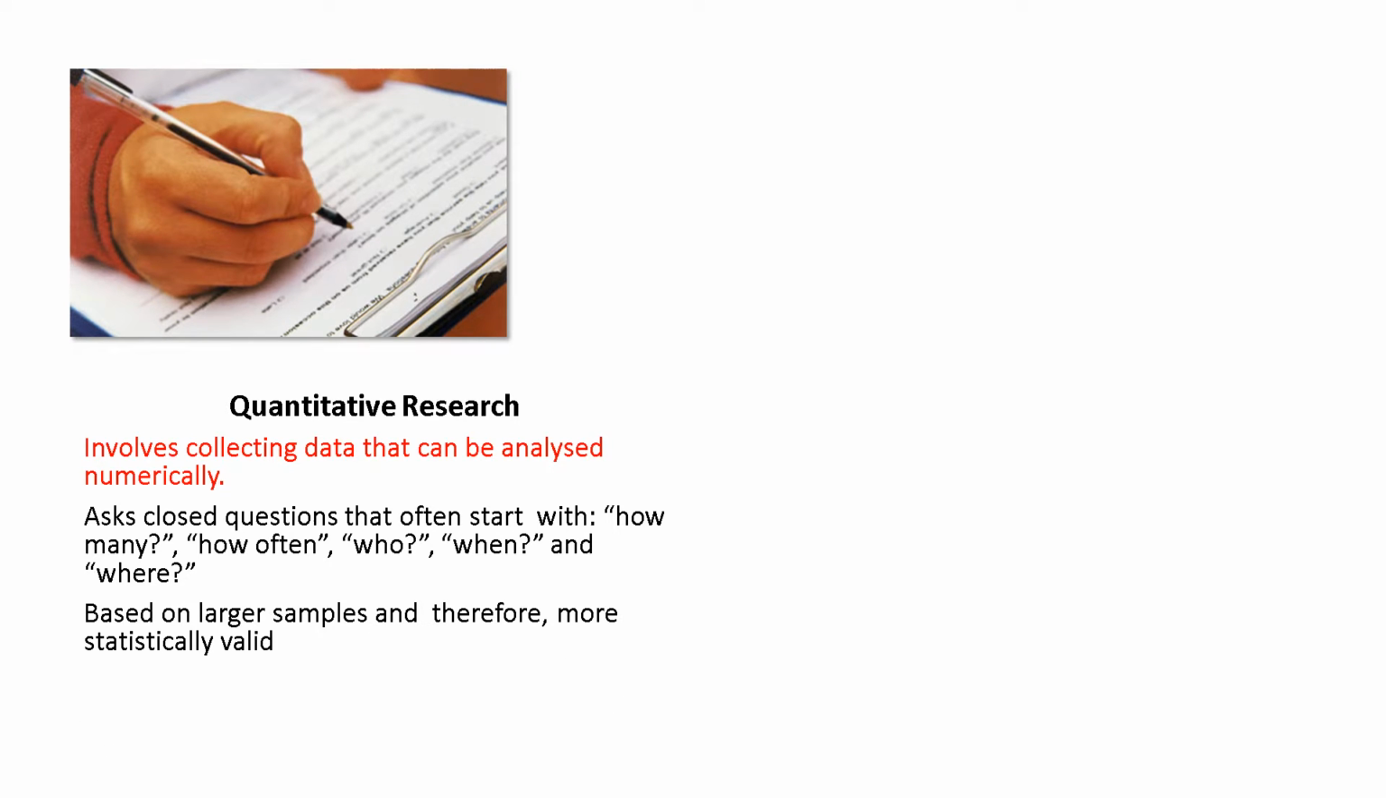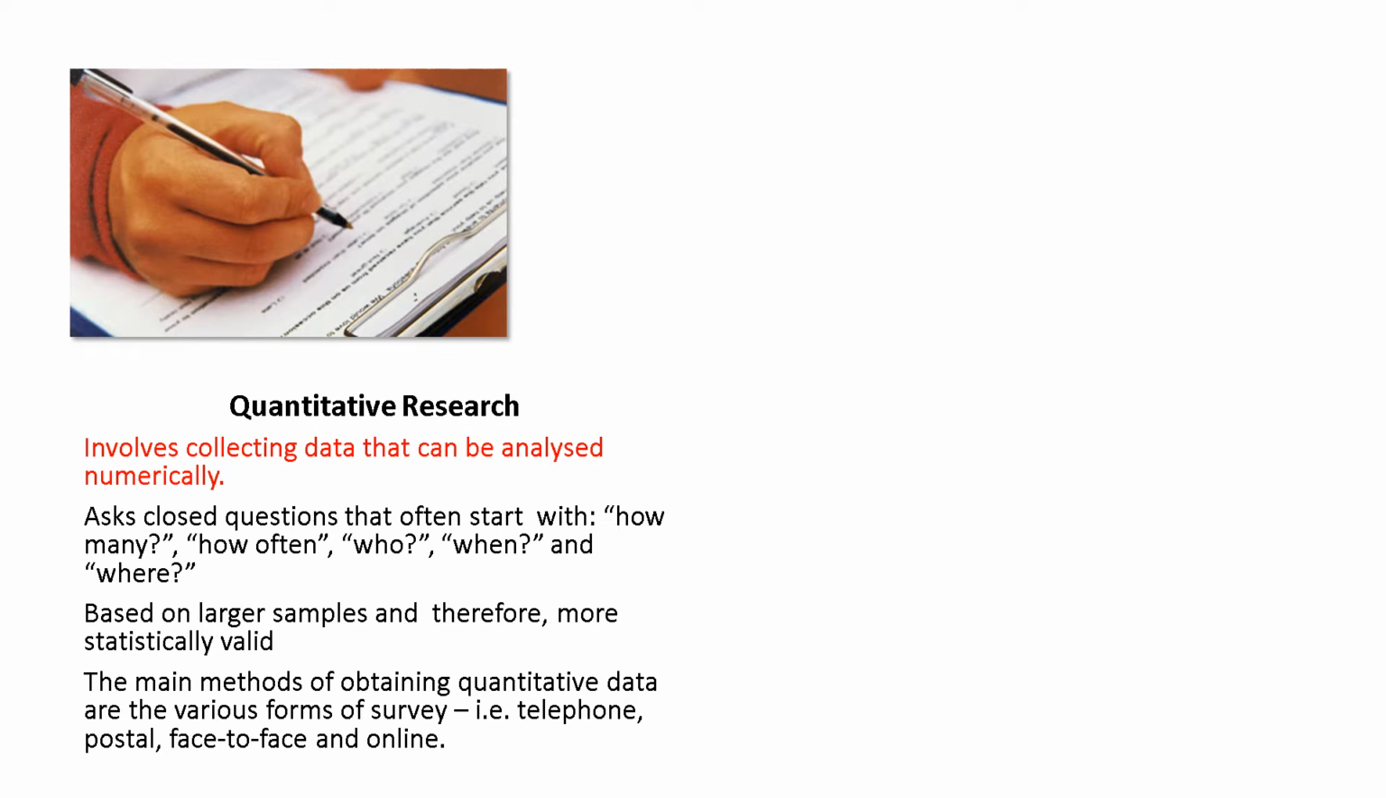Typically, quantitative research is based on large samples. You can get 1,000 people to fill in a questionnaire and analyse the data quite easily. And for that reason, it's more statistically valid. Remember, we talked about sample sizes in the last presentation. Well, quantitative research would involve a larger sample, and therefore the results should be more representative of the whole population than research that involves a small sample size. The main methods of obtaining quantitative data are the various forms of survey: telephone survey, postal survey, face-to-face and online.